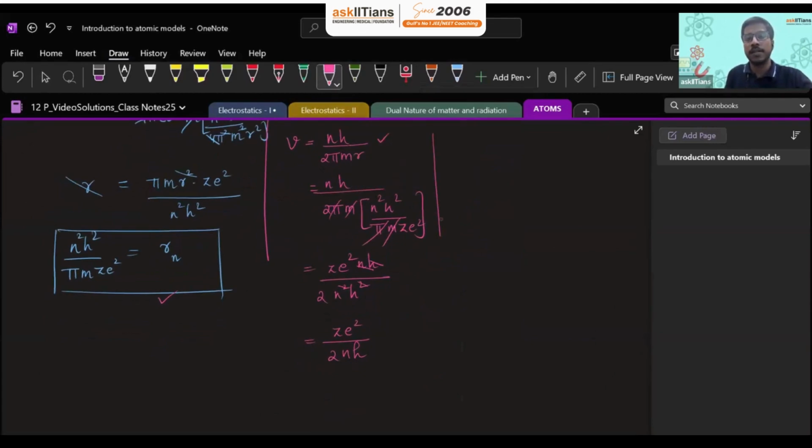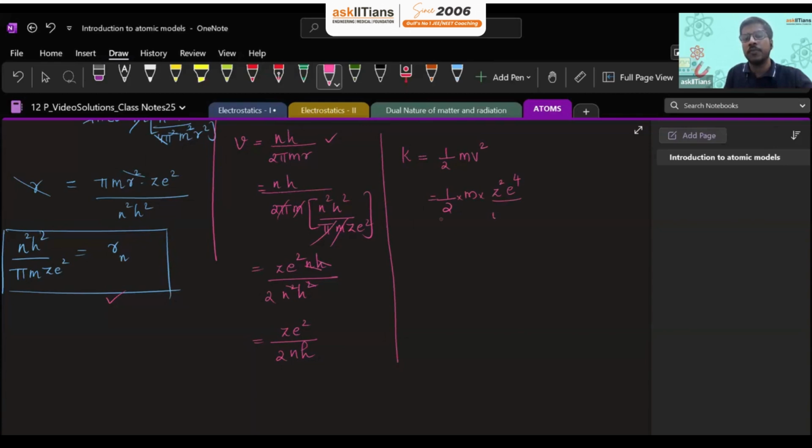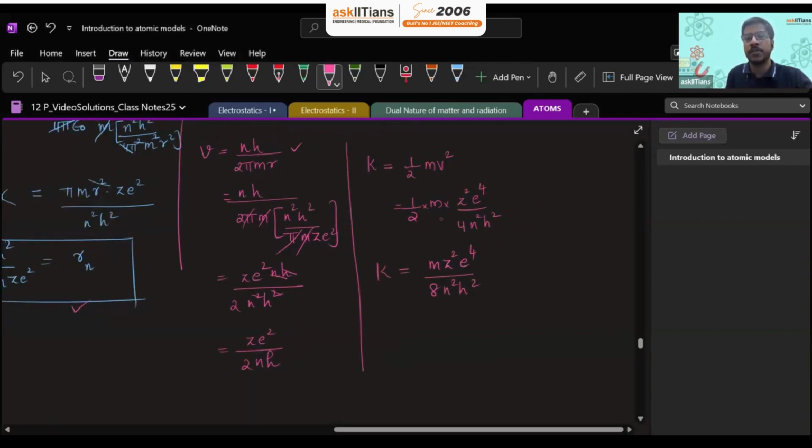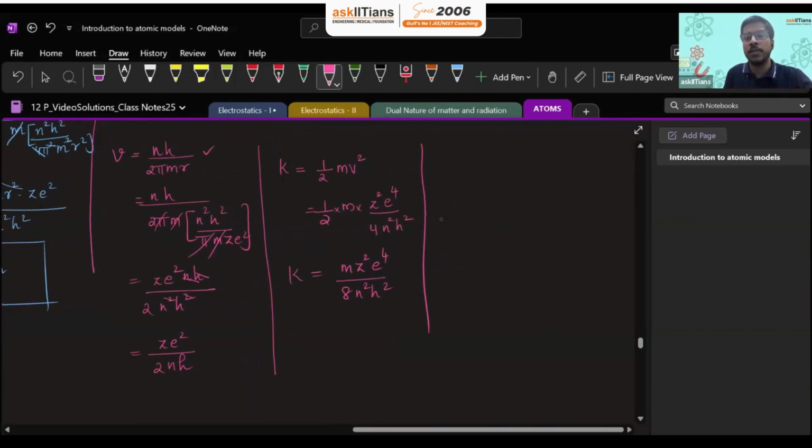So if you have velocity, you can easily find out the value for kinetic energy of electron in nth orbit. Kinetic energy is equal to half mv square. So this is equal to half into mass into velocity square, that is z square e raised to 4 divided by 4 n square h square. Okay, so we have m z square e raised to 4 by 8 n square h square as the value of kinetic energy.